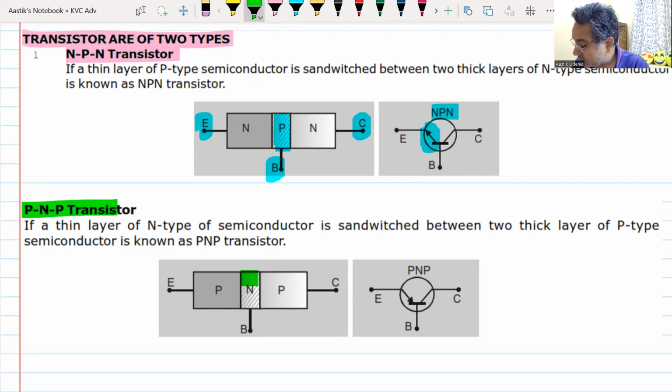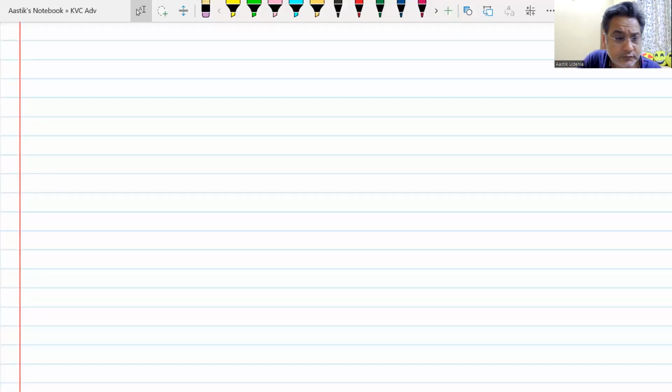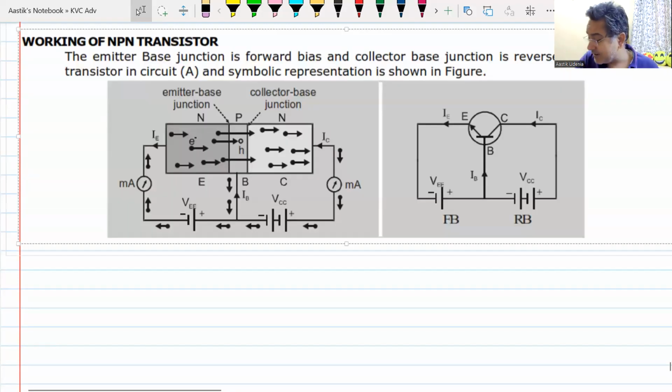Similarly, PNP, N is sandwiched between two P, PNP. We can again look at the direction. It's from P to N. Do we understand this? Yes. I'll give you 2 minutes to note this down. Okay, then we move ahead and we see how a transistor works. And we will see a very particular type of working of this transistor. Don't worry, it might look a bit confusing in the beginning, but if you understand it, you will be able to understand the working of an NPN transistor.